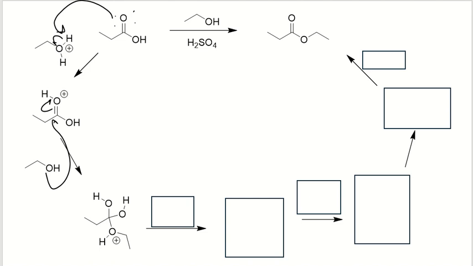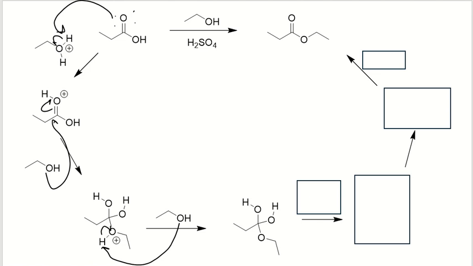When we added our alcohol, we don't add it as O minus, we add it as the alcohol itself. So it's going to have a positive charge once it added. We need to get rid of that, and we do so by removing the hydrogen. So what we need to do next is use our alcohol as a base and deprotonate that oxygen. And we get this neutral product here.